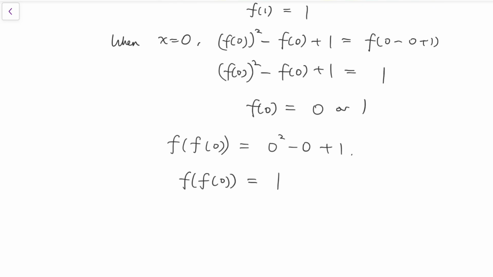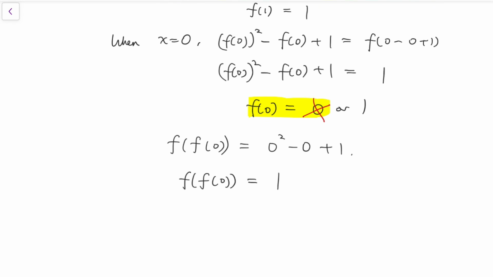Now, if f of 0 remains 0, that means no matter how many times we go through this function f with 0 as the input, we will still have 0 as the output. In other words, at x equals 0, f is actually constant. But by going through this 2 times, the output is not constant anymore. So that means we have to reject this case. So the only possible case remaining is that f of 0 equals 1.